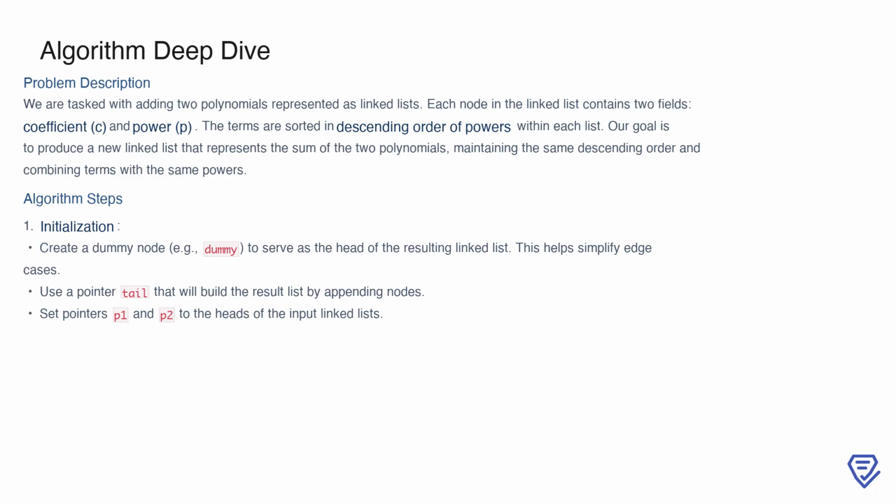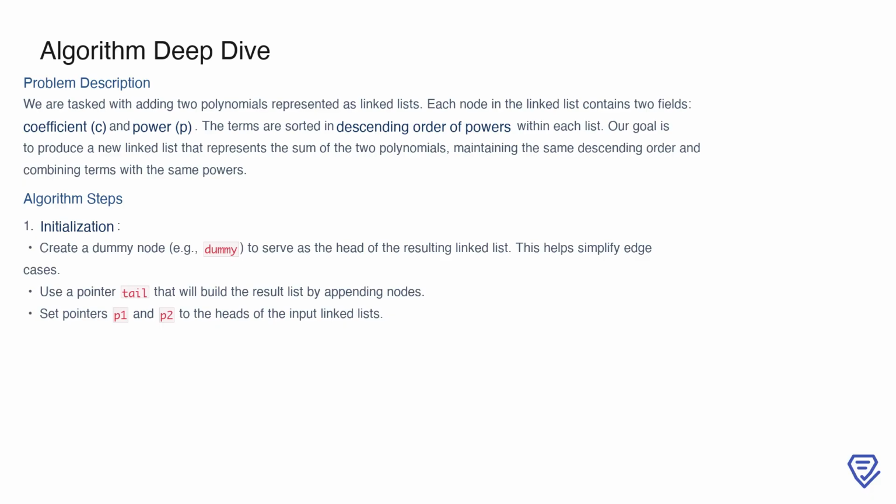Each node in the linked list represents a term in the polynomial, with a coefficient and a power, and the terms are sorted in descending order based on their powers. Our goal is to create a new linked list that represents the sum of these polynomials, while ensuring that the terms remain in descending order and that we combine terms with the same powers.